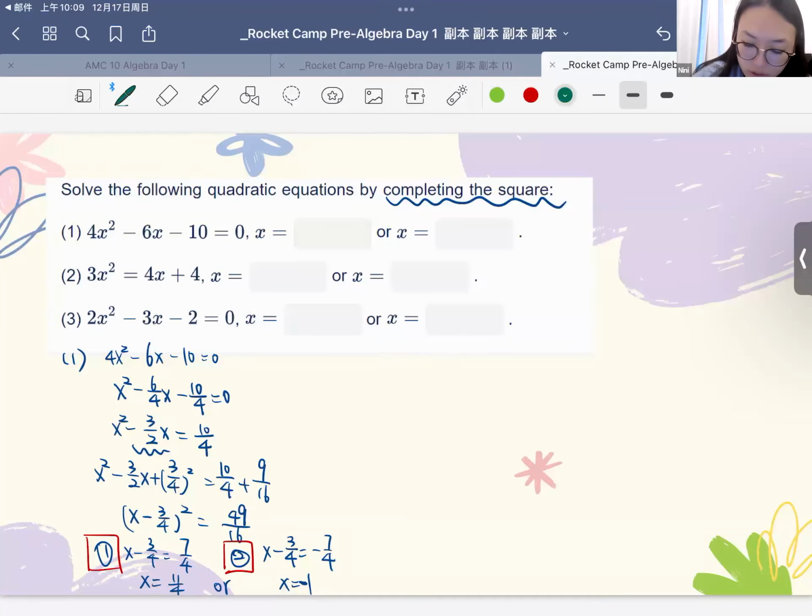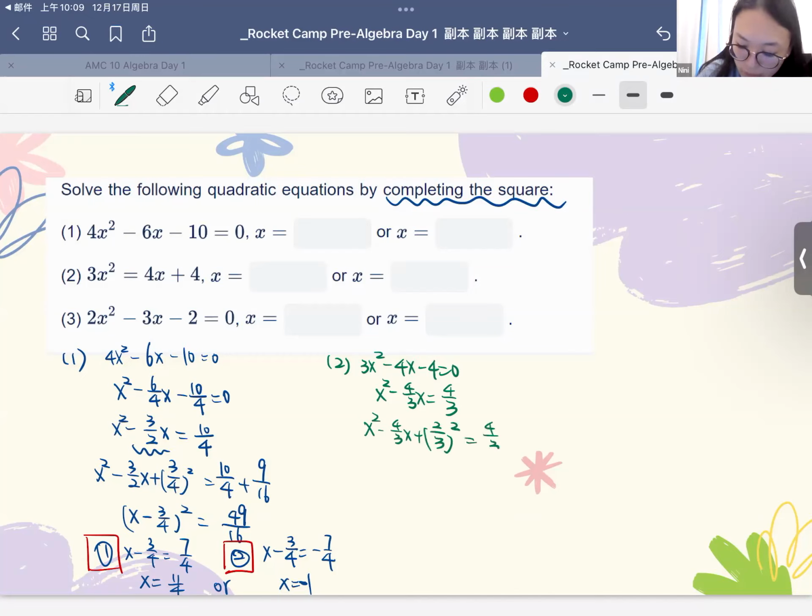So the second question, 3x squared minus 4x minus 4 equals to 0, okay? So change the coefficient for x squared to be 1, okay? X squared minus 4 over 3x equals to 4 over 3. And then we need to complete the square, right? The second step, complete the square. X squared minus 4 over 3x plus, and then we will have 2 over 3 and then do the square thing equals to 4 over 3 plus 4 over 9.